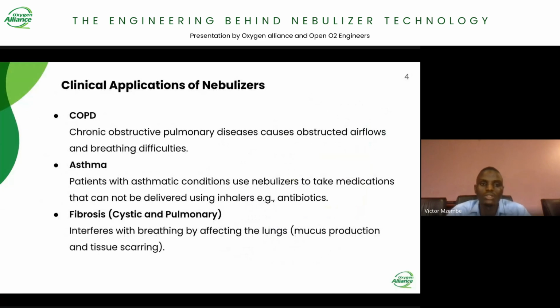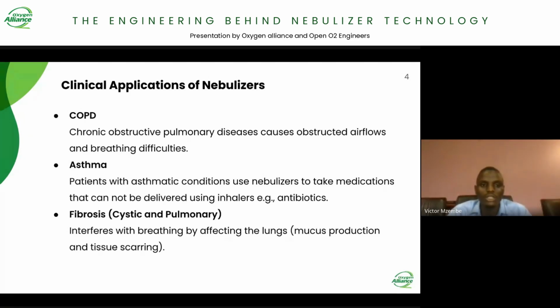So let's look into some of the clinical applications of these devices. One of the applications is COPD. COPD stands for chronic obstructive pulmonary diseases. And these conditions cause obstructive airflows and breathing difficulties. So for such patients, taking in liquid medications can be a problem. As such, they might use the nebulizer to take the medications directly in the form of a mist.